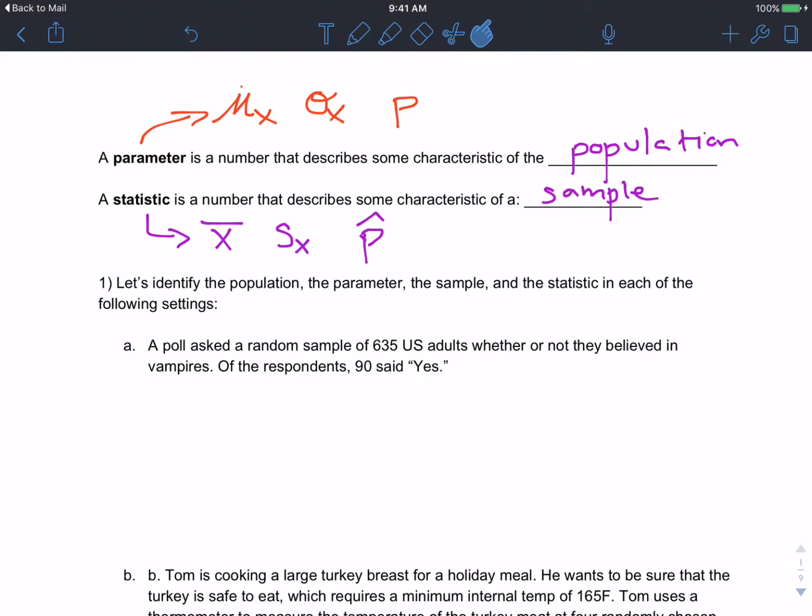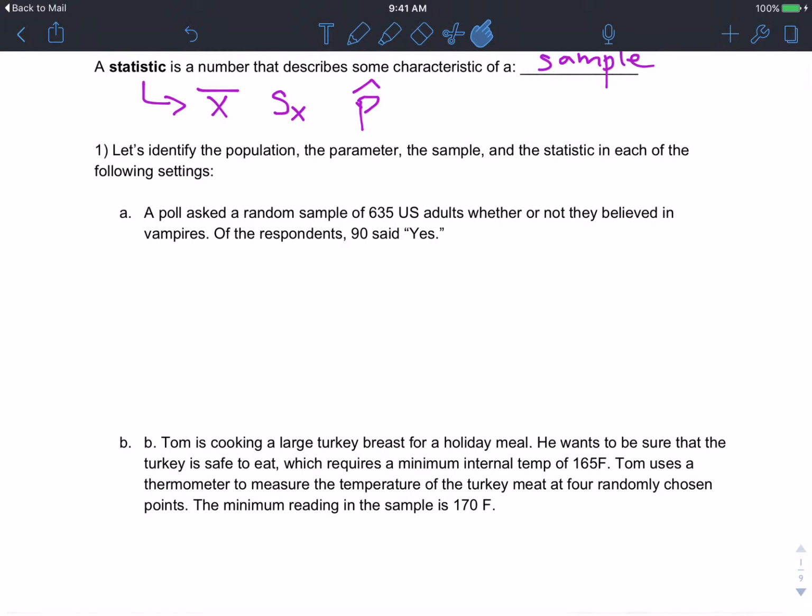So let's take a look at a couple examples. Identify population, parameter, sample, and statistic in each of the following. A poll asked a random sample of 635 U.S. adults whether or not they believe in vampires. Of the respondents, 90 said yes. So let's go ahead and take a look at the population first. And the population would be all U.S. adults.